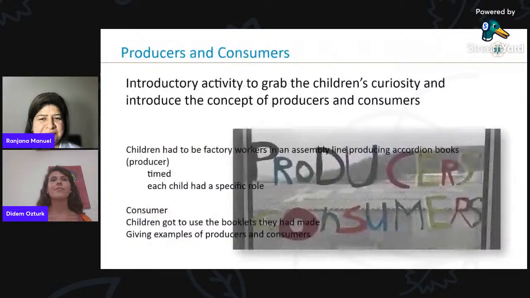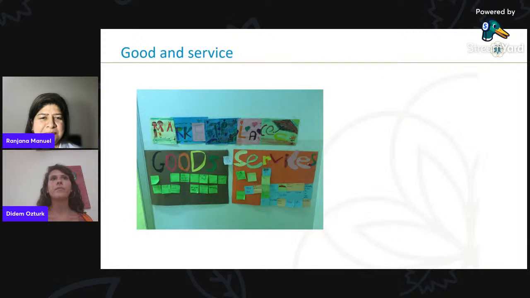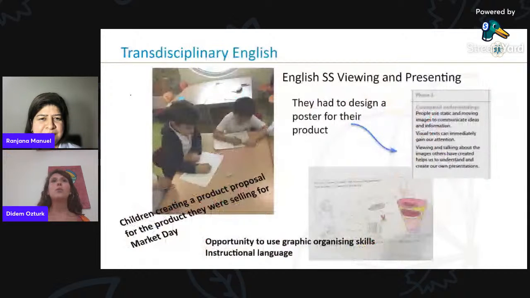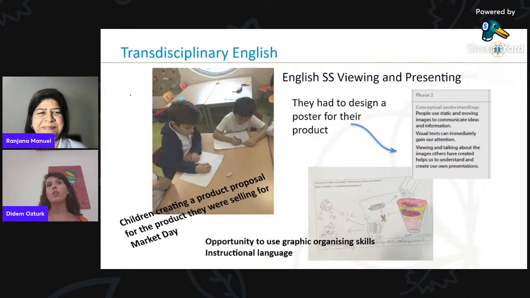And this is one of the places where they started showing their learning and their roles in the class. And they learned the vocabulary of goods and services and wants and needs in English lesson. And through all this learning, we had the English lesson where they design a poster for their product, because for the marketplace, they decided that they need to decide different products for different job roles.